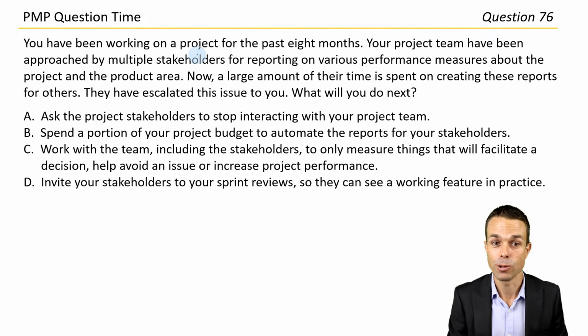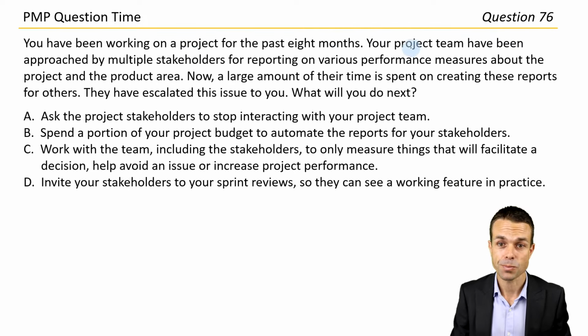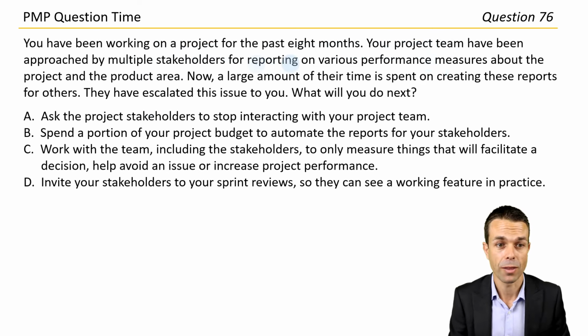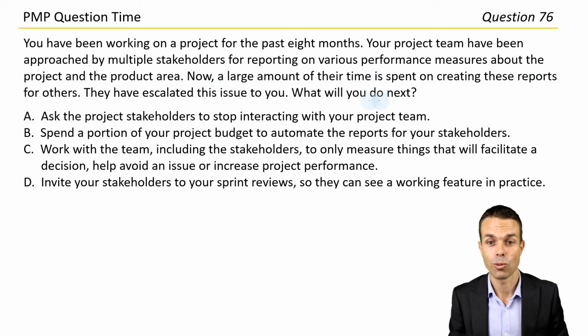You've been working on a project for the past 8 months. Your project team have been approached by multiple stakeholders for reporting on various performance measures about the project and the product area. Now, a large amount of their time is spent on creating these reports for others, and they've escalated this issue to you. What will you do next?